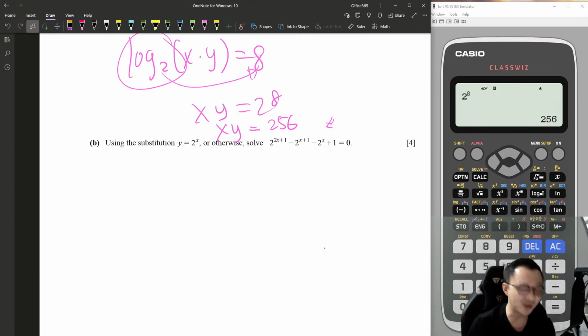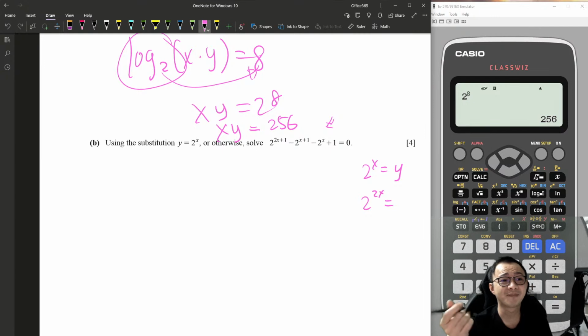Using the substitution or otherwise. If you see the word otherwise, it means you can substitute or not substitute, never mind. But substituting just makes our life easier. So if 2 power x equals y, how about 2 power of 2x? What will we get for 2 power of 2x? If 2 power of x is y, then 2 power of 2x.